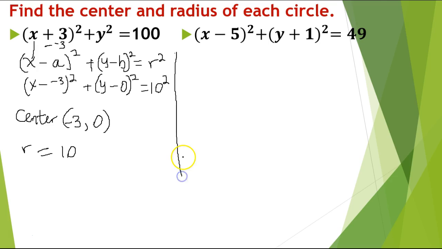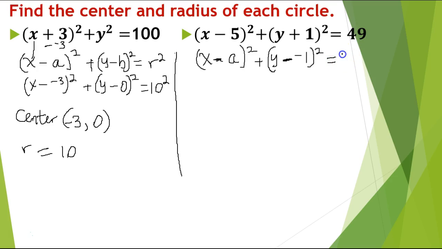Let's do the other one. So how about this one? Okay, this one looks good. So we can just match it: x minus a squared plus. Alright, here we have plus, so we have to change it to minus -1, because we want the default, which is minus, to be in the middle there. And it's squared equals, again we want this to be r squared.